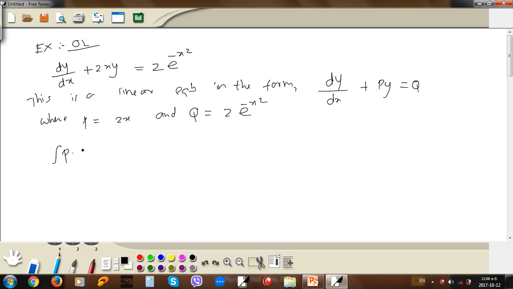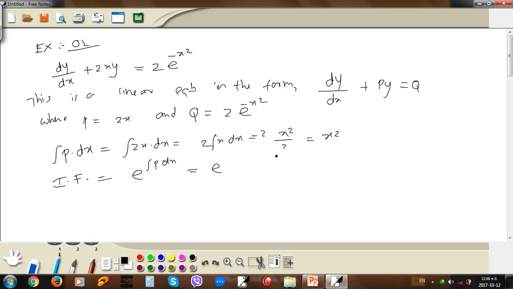We have to find the integral of P dx. Integration of P means 2x dx, so 2 times x dx equals x² over 2 multiplied by 2, that is x². Then the integrating factor is e to the power integral of P dx, which is e^(x²). We found the integrating factor.